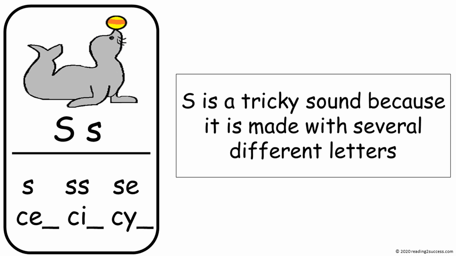As we learned earlier, S is for seal. It makes the S sound. But the S sound is tricky because it can be made with several different letters: S, double S, S-E, C-E, C-I, and C-Y. This video is part 1 of the S sounds.